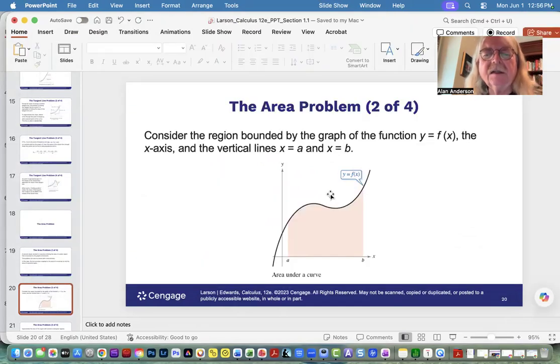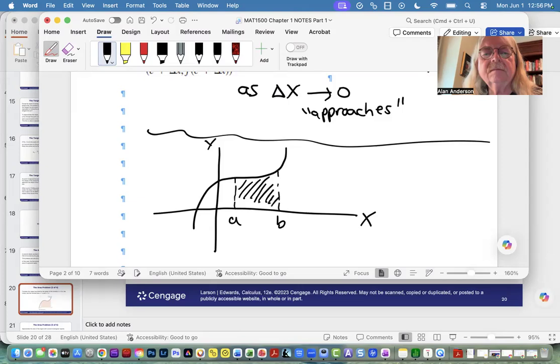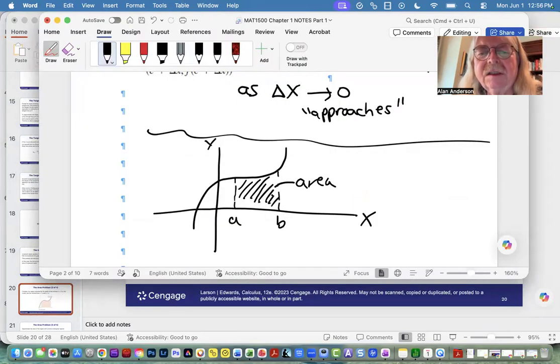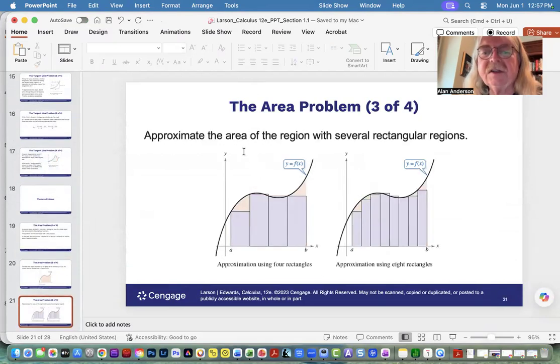Suppose we have a curve, could be anything, looks like a cubic function. And what if I need to know for some reason the area under the curve between these two endpoints? Now, it's not going to be easy because, of course, you can see the two sides are straight lines, so is the bottom, but the top is not. It's a curve. So what do we do? Well, that's going to be an important question.